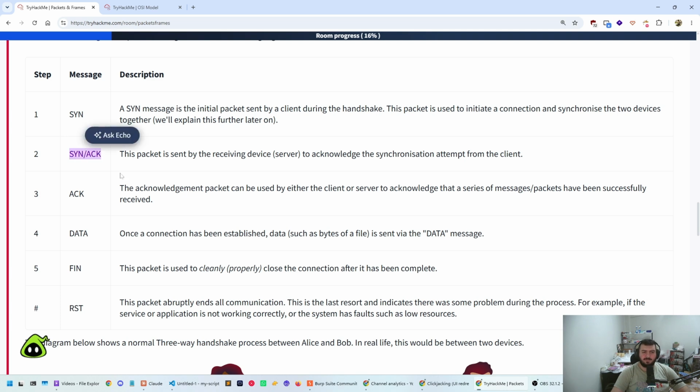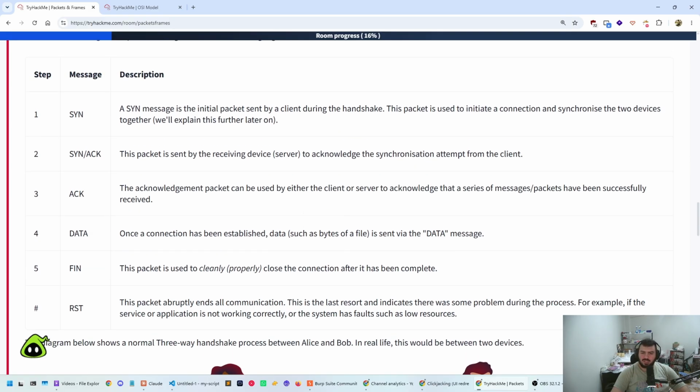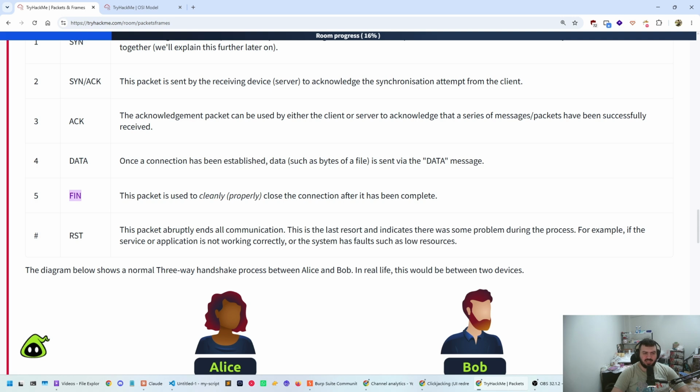Then SYN-ACK: this packet is sent by the receiving device to acknowledge the synchronization attempt from the client. And then ACK: this acknowledgement packet can be used by either the client or the server to acknowledge that a series of messages has been successfully received. Data: once a connection has been established, data such as bytes of a file is sent via the data message. FIN is used to properly close the connection after it has been completed. That's like finalize. And then RST, this packet abruptly ends all communication.